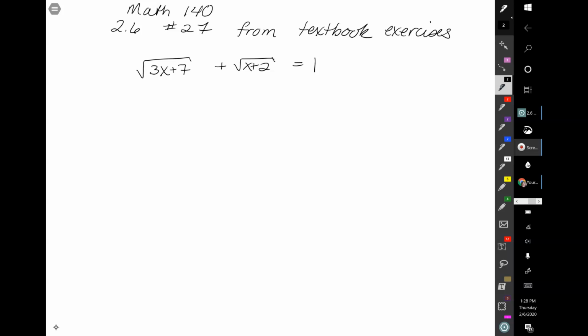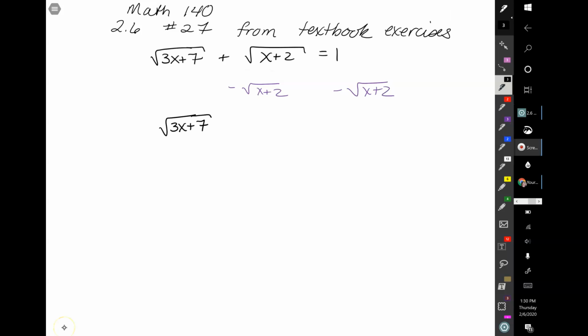So when we have this situation, we need to first get the radicals on either side. So I'm going to subtract the square root of x plus 2 from both sides. That's the first step. So we now would have square root of 3x plus 7 equal to 1 minus square root of x plus 2. Now it looks very similar to that homework problem.